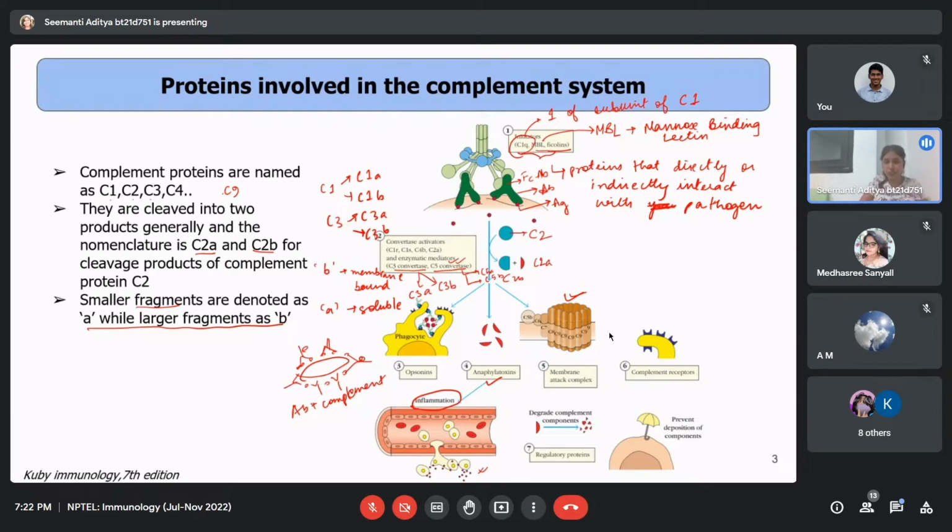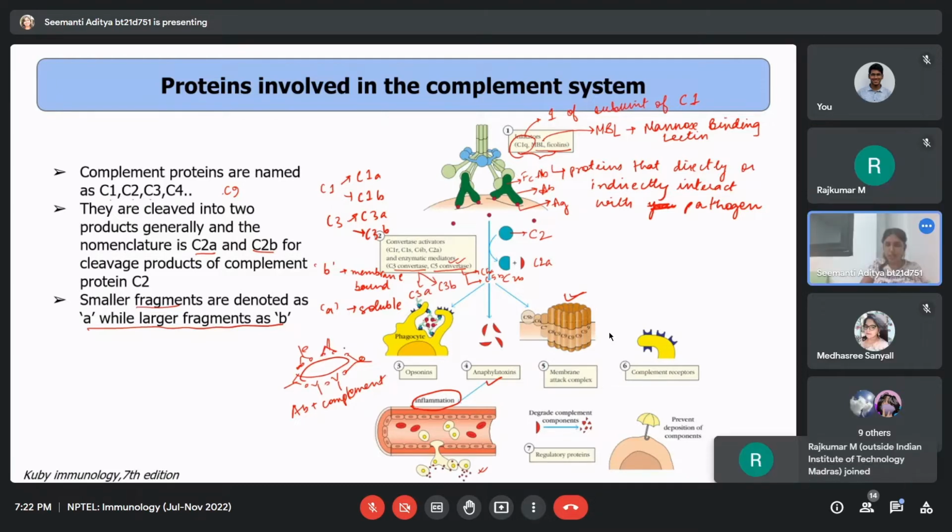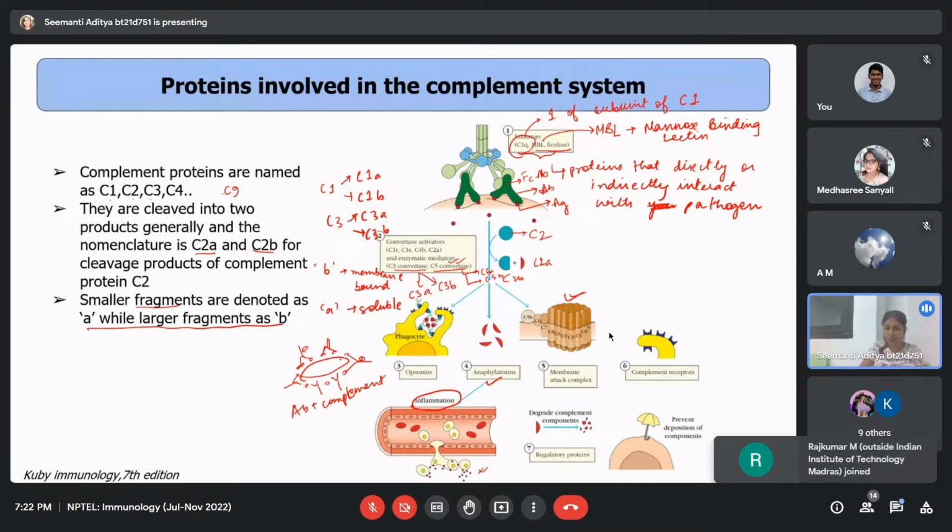So all these phagocytic cells will go and bind to this, not dendritic cells, okay. Phagocytic cells are mostly macrophages, monocytes, and neutrophils. They will go and bind to this antibody and these complement proteins through their complement receptors. So phagocytes have complement receptors on their surface.